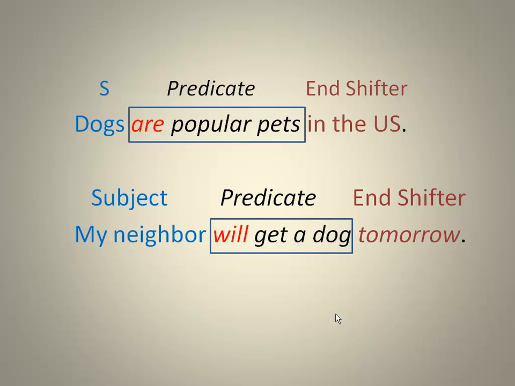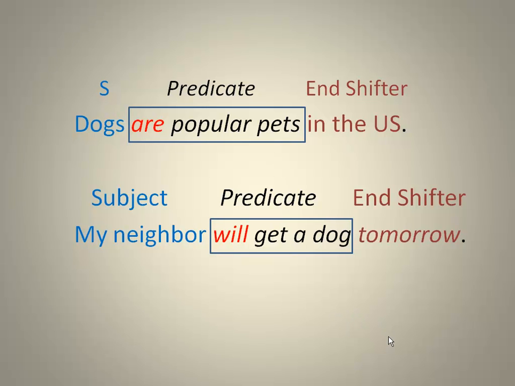For example, dogs are popular pets in the U.S. We already saw in the U.S. is the shifter, dogs is the subject, and the predicate is between the subject and the end shifter. In this case, are popular pets. And the X word is included in the predicate.